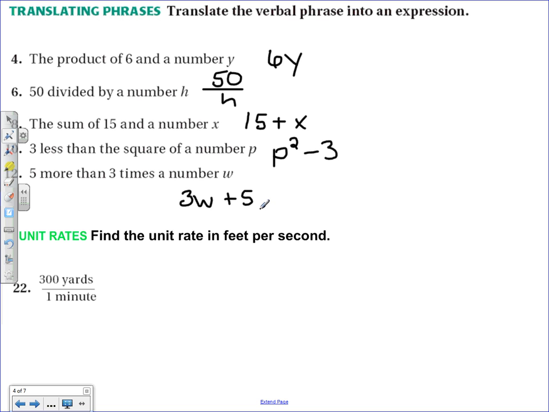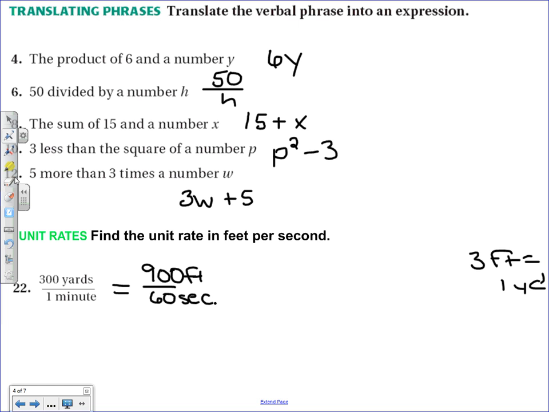Okay, so for unit rates, again, we're at 300 yards in 1 minute. 1 minute becomes 60 seconds because we need to get it to its smallest measure. Yards, we want to go to feet. So 300 yards, there's 3 feet, just as a reminder, 3 feet in 1 yard. So if there's 3 feet in 1 yard, our 300 yards would have 900 feet.